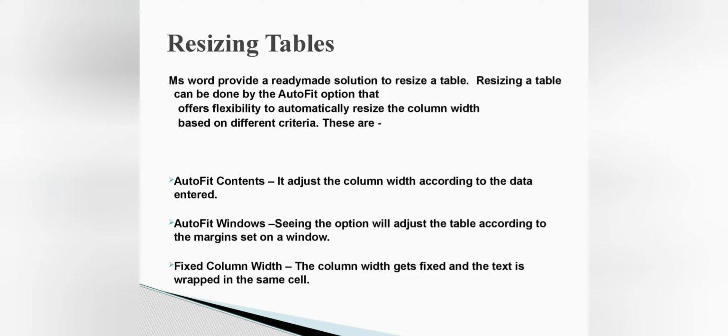Now have a look at the screen. These are the different criteria on the basis of which the size of the table can be changed. The first one is AutoFit Contents. That means whichever long contents you enter in the table or in a cell, the table is adjusted accordingly. It adjusts the column width according to the data entered. If you enter 2 character data, that particular table cell is adjusted accordingly. If you enter 10 character data, then the table is adjusted accordingly.